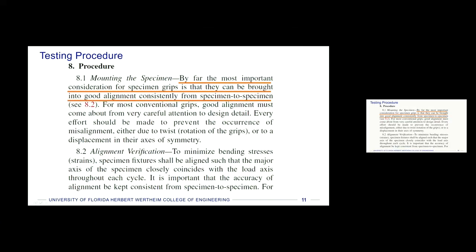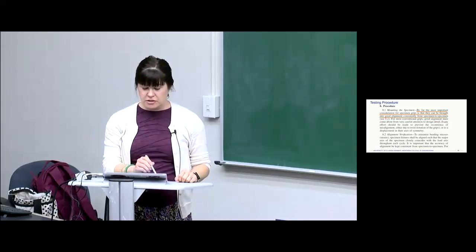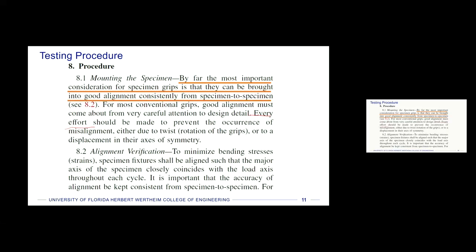And the reason for that is because we want pure axial loading, right? If we have off-axis loading or something like that, it's actually going to cause maybe some added shear this way or some bending or something like that in the sample, which we do not want. It says every effort should be made to prevent the occurrence of misalignment, either due to twist or to displacement in axes of symmetry. And then there are some ways to kind of check the alignment, right? So this is important, and these really important things are often done by someone without an engineering degree, right? So that's why we have to specify and check up on these things.